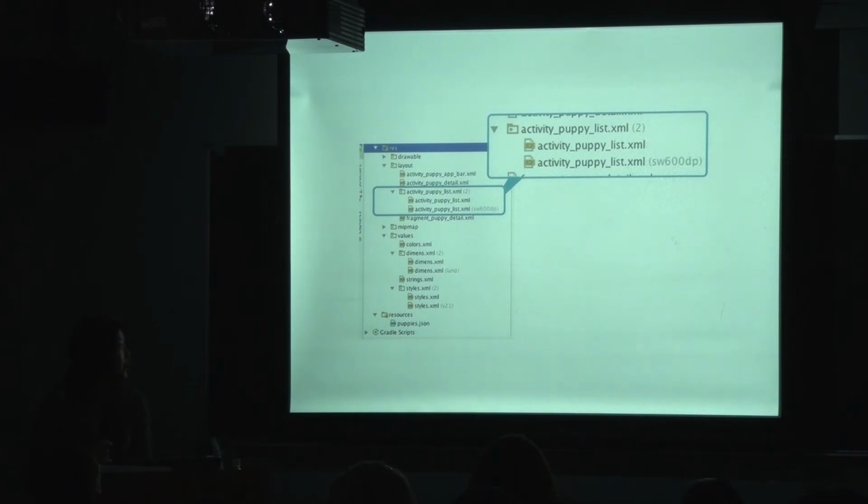Here I've defined the smallest screen width, which is indicated by the SW in the parentheses there, and a value of 600 density independent pixels, which means that the smallest available width that is required for this layout is 600 dp. And if it does not meet at least 600 dp, then this layout won't be used, unless it's the only layout you've got for some reason, which there should always be some sort of default layout.